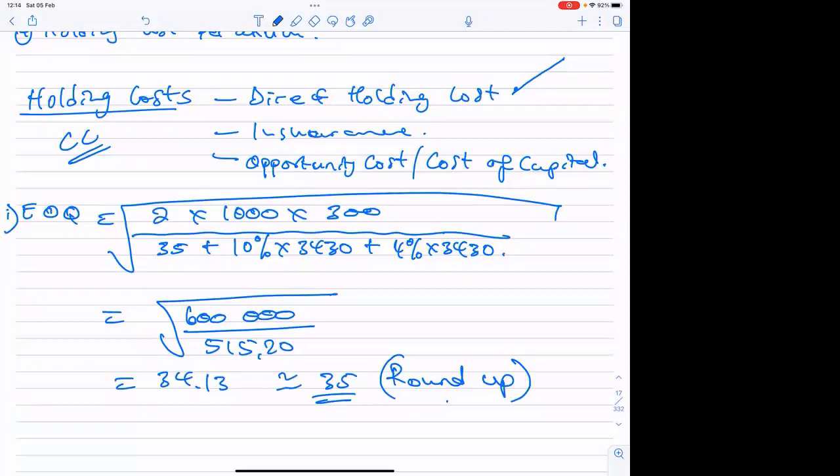So we are going to round up. If it is 0 point something, please take note. You put 1 in front. Are we together? So you round up.